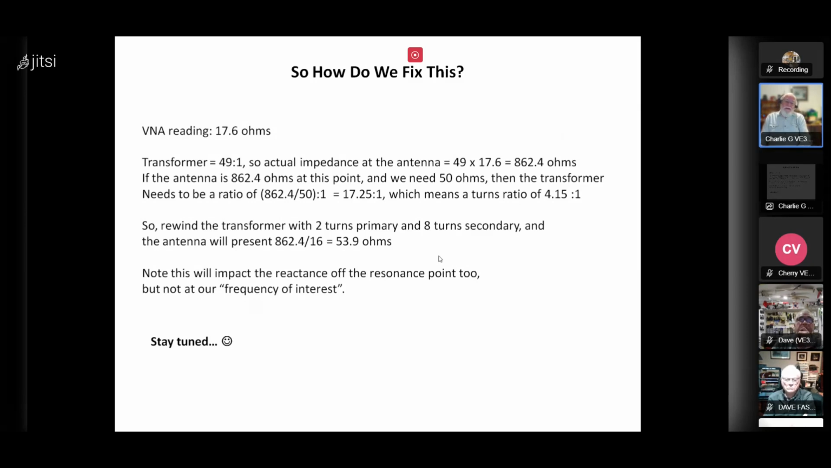And consequently, at our frequency of interest, I should have a really perfect match here. So that's what I did. And in fact, it worked. And I did this, I'm going to say about a year ago, 10 months ago. So when I started putting this presentation together, I realized I forgot to take a picture of the NanoVNA Saver screen when I did it. So no problem. We can bang this together really quick, and I can do a screen capture and put it in the slideshow.